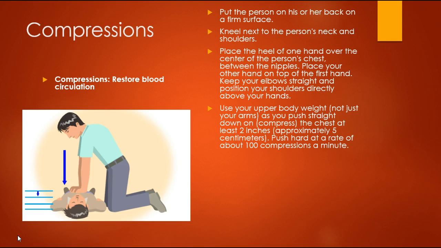Look at, by the way, you see these parentheses. This is giving you additional information in this sentence. So use your upper body weight (parentheses, not just your arms). It's giving you an additional piece of information.